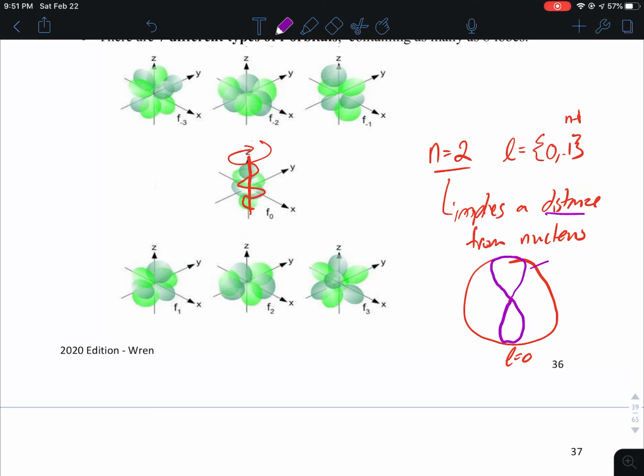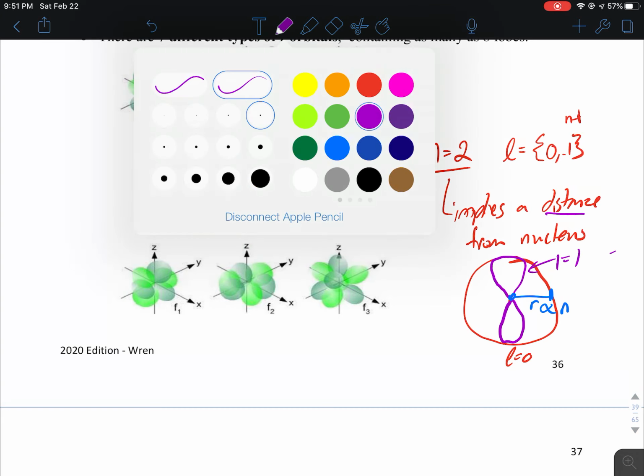Remember that n implies distance to the nucleus. So L equals 1, oops, I hope I'm not covering the microphone. L equals 1 has to be within the same radius, this radius here, which is proportional to n. So radius increases with n, or it's dependent on n. And so if you set n equals 2, then the radius has been set. So now all of these orbitals have to fit within this radius.